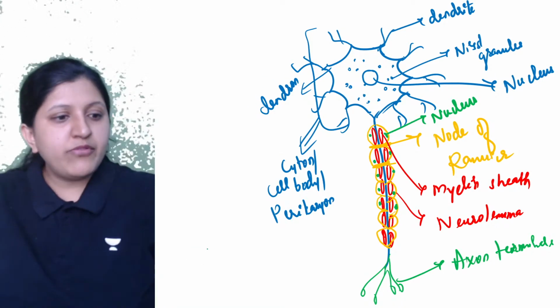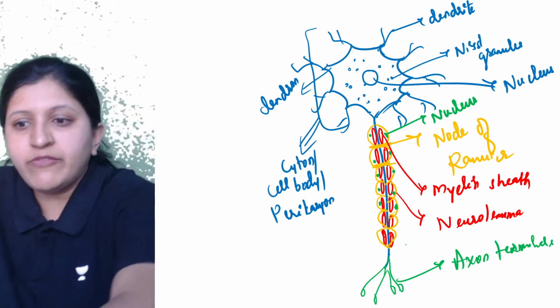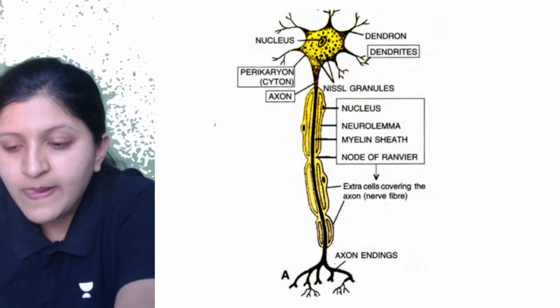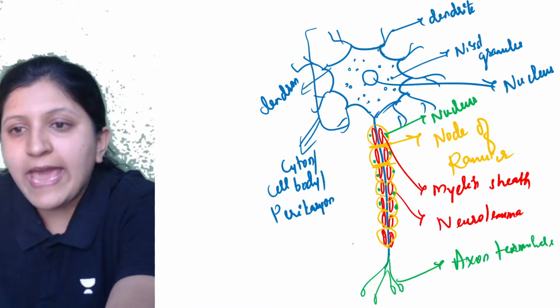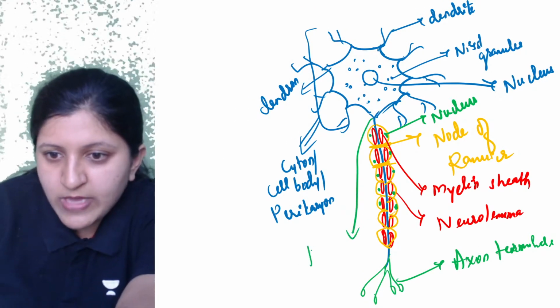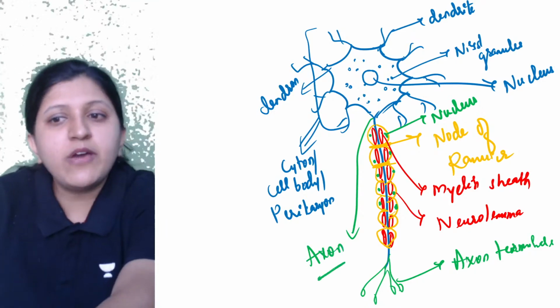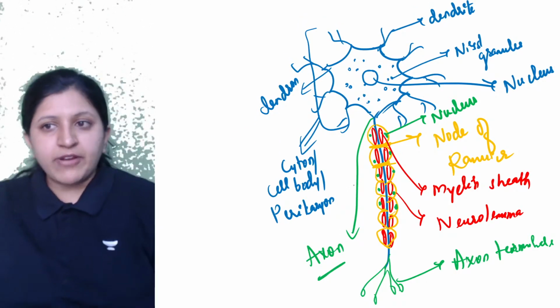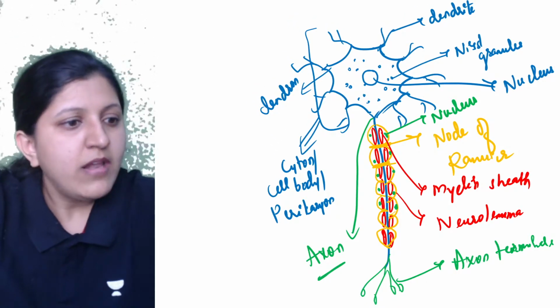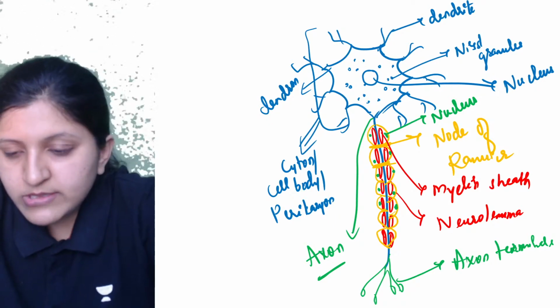Okay, so now the nucleus you have drawn, the node of Ranvier is drawn, so every other thing is drawn. The axon I haven't labeled, so this long process itself you can consider to be the axon. The axon is again covered by this sheath. Okay, yes, any doubt in this?